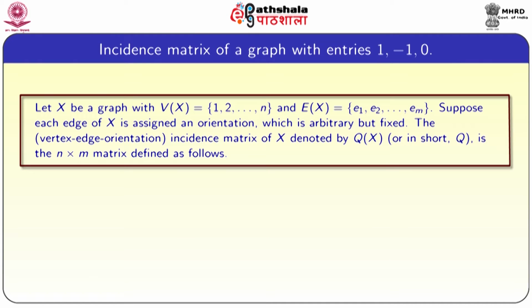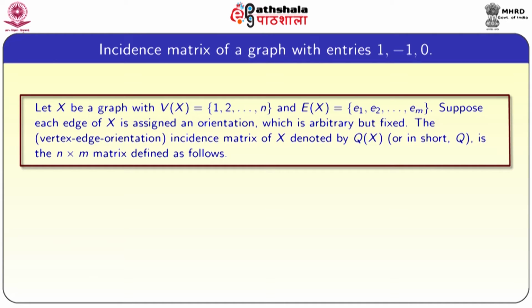Suppose each edge of X is assigned an orientation which is arbitrary but fixed. It is called the vertex edge orientation. The incident matrix of X, denoted by Q(X), or simply Q if X is clear from the context, is the n by m matrix, where n is the number of vertices in the graph and m is the number of edges in the graph.